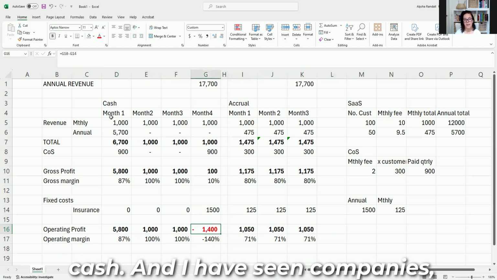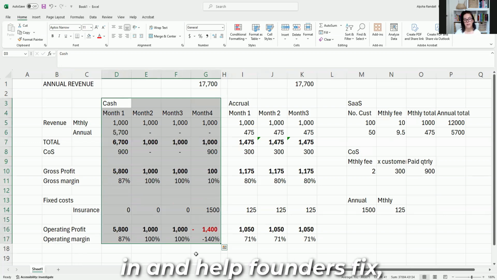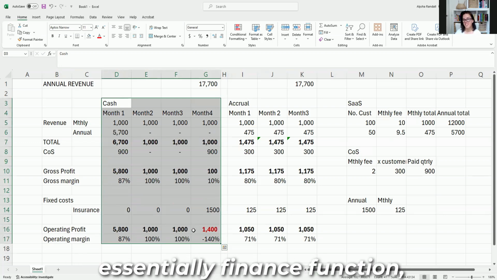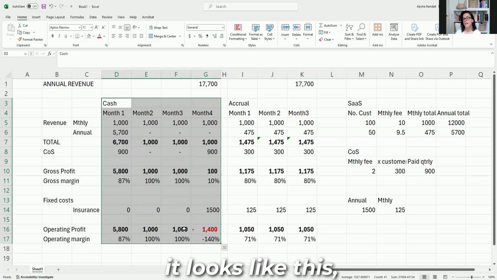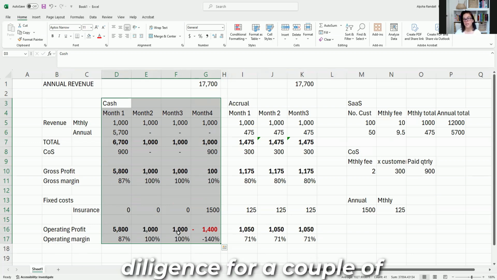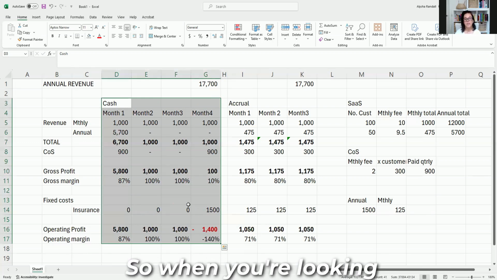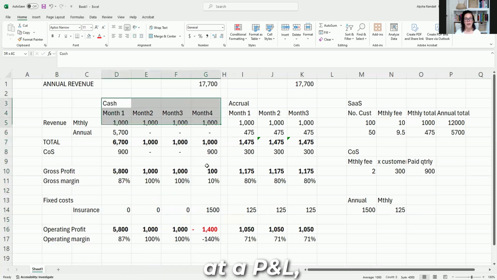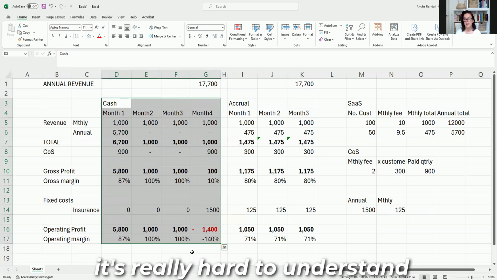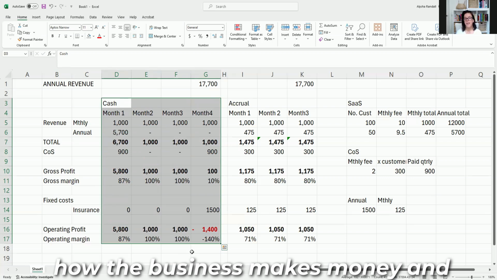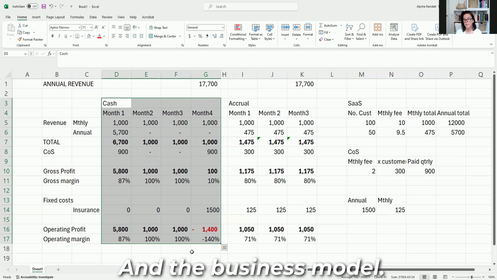And I have seen companies, young companies, where we come in and help founders fix essentially the finance function. I have seen instances where it looks like this. And even when I'm doing due diligence for a couple of venture capitalists when they're very early stage, I've also seen this. So when you're looking at a P&L, profit and loss, that looks like this, it's really hard to understand how the business makes money and the profitability of the business in general and the business model.